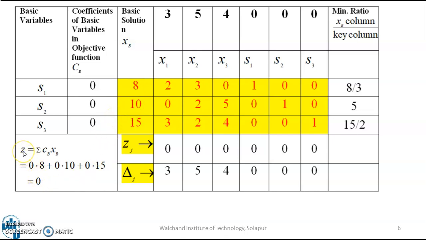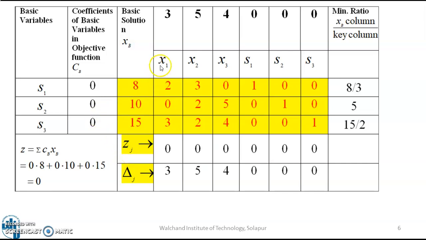Now we have to calculate z, which is defined as the sum of the product of two columns, the coefficient column and the solution column. Taking the product and the sum, 0 into 8 plus 0 into 10 plus 0 into 15, that is 0 plus 0 plus 0, that is 0. So every time in the initial simplex table we have the value of z as 0 due to the presence of 0 everywhere here.